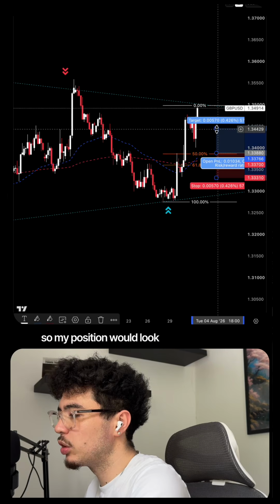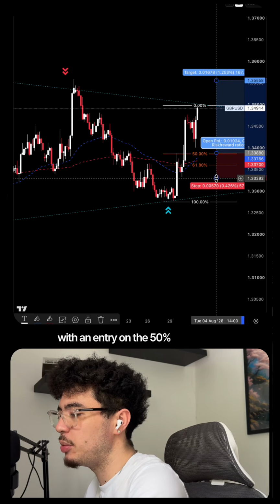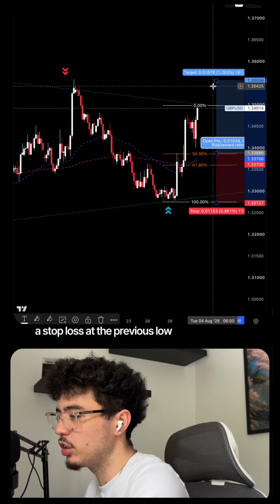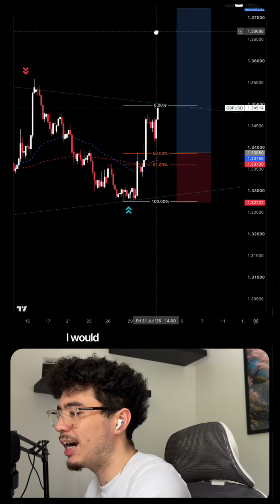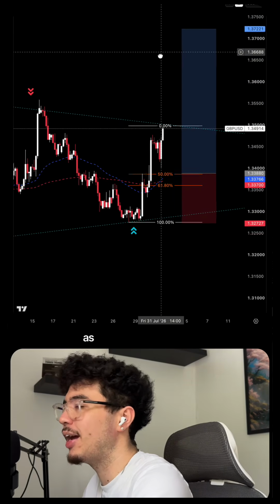So my position would look something like this, with an entry on the 50% retracement, a stop loss at the previous low, and no hard take profit. I would just trail my stop into profit as the market runs.